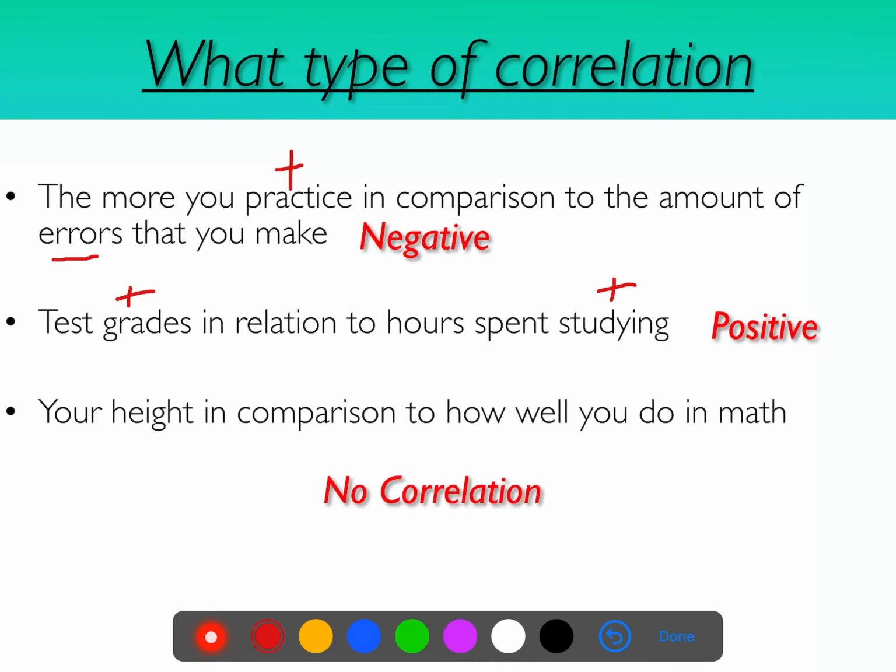Right now I would like you to pause your video and come up with 3 scenarios of your own. One for a negative correlation, one for a positive, and something for no correlation. Once you have those 3, come on back in and we'll talk about how to construct a scatter plot.